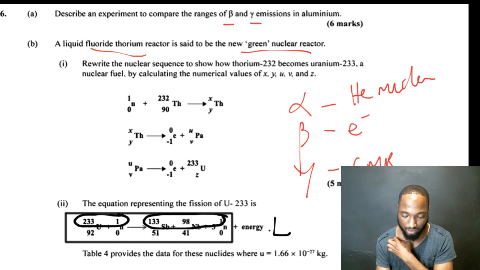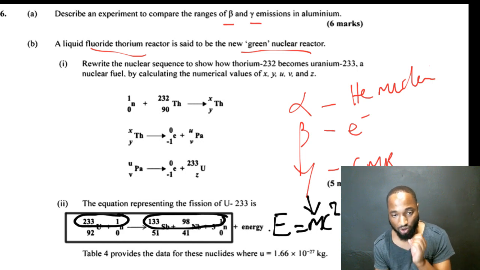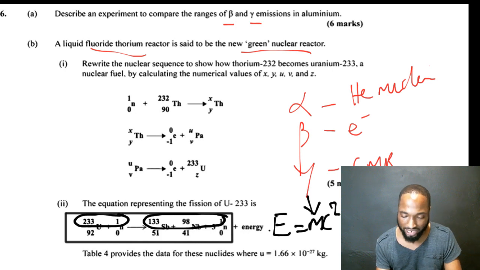And the mass loss will be used in E equals mc squared. The mass lost, multiplied by c squared, will give you the energy. Most likely that is what they're asking you for in that question. I don't have the next part of the question, but most likely that is what they're asking you for.